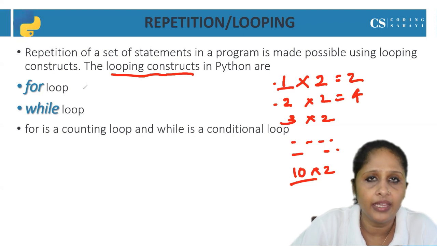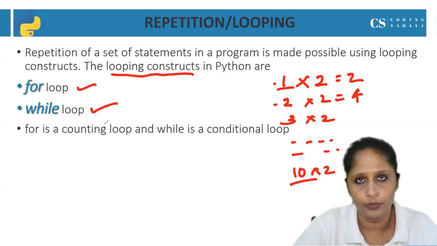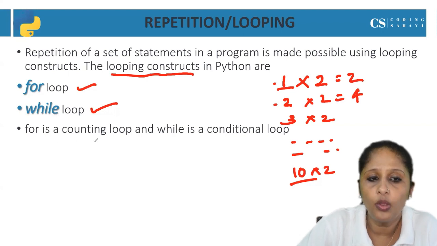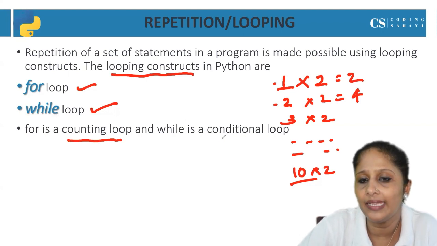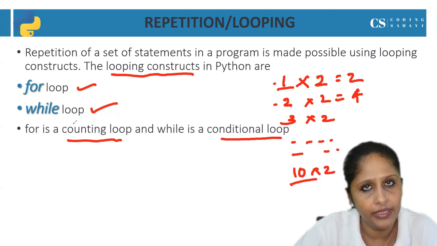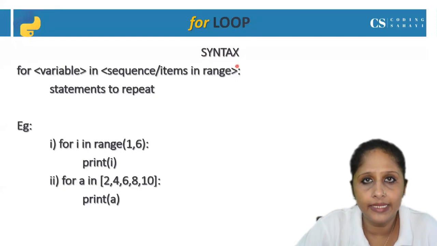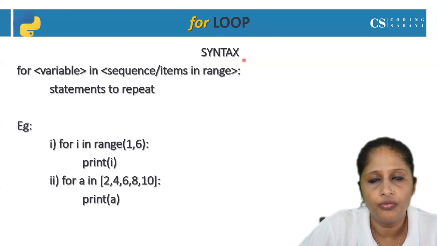In Python, we have two types of looping constructs, that is for loop and while loop. Here we can say for is a counting loop and while is a conditional loop. Let's study for loop and while loop in detail. So our first type of loop is for loop. Its syntax. How can we write for loop in Python? So the syntax of for loop.